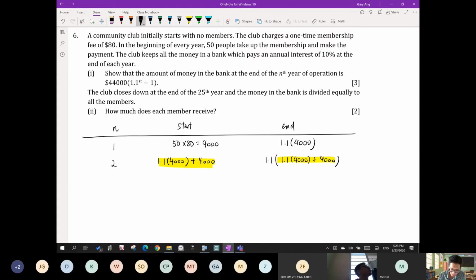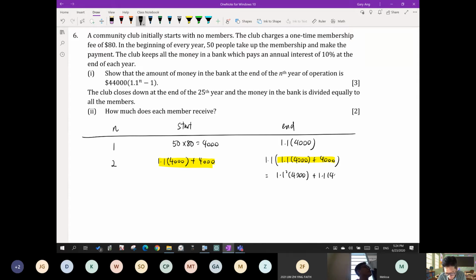Again, now you're trying to spot the pattern. Spot pattern meaning, please don't go and work out this number. If you work out this number, you will never see the pattern because they're all random numbers already. I know you have a calculator, I also have, but what's the point? What you want to work out is the pattern. 1.1 square.